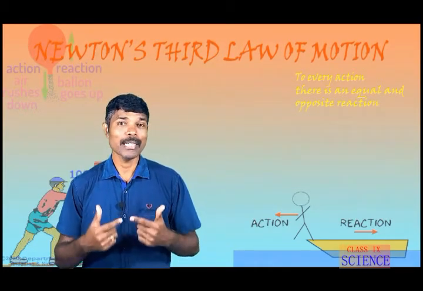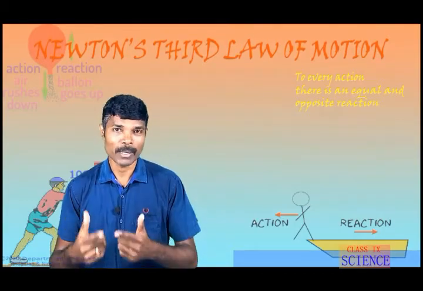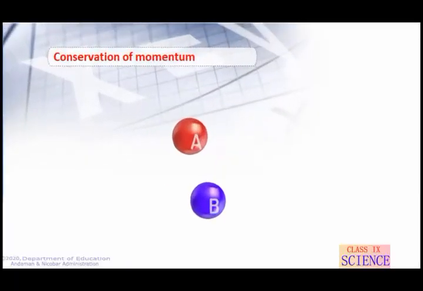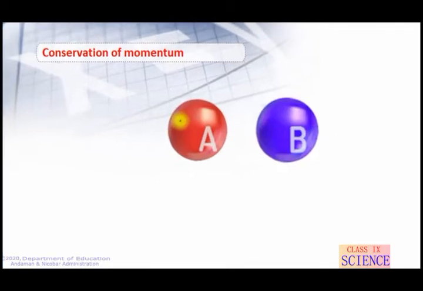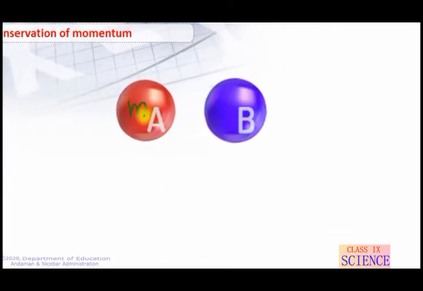Now, we will see what the law of conservation of momentum is. Let us understand conservation of momentum by taking the example of two balls. Here you find two balls, ball A and ball B. Let us assume that the mass of ball A is ma and the mass of ball B is mb. Let us assume that these two balls are moving in a straight line in the same direction along the same path. Let us assume that ball A of mass ma moves with the initial velocity of ua.